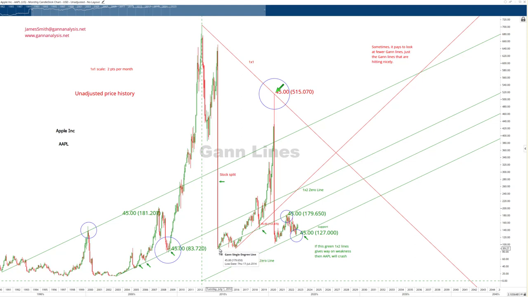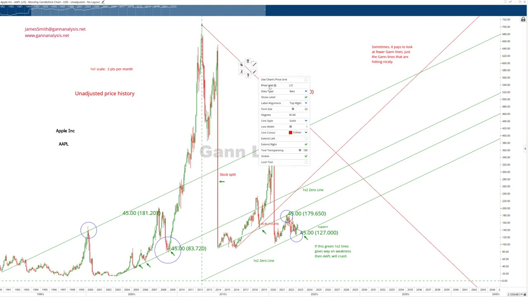So, what are we doing with this chart? Well, oftentimes people do a square of a range or square of a high, and these things have purpose, or a Gann fan, but sometimes it's better just to place a few Gann lines and see what you get. In this case, we're using a 1x1 with a scale price unit of 2 points per month. So that means that this 1x1 declines at a rate of 2 points per month. So notice here that it caught this high at 515 pretty much exactly.